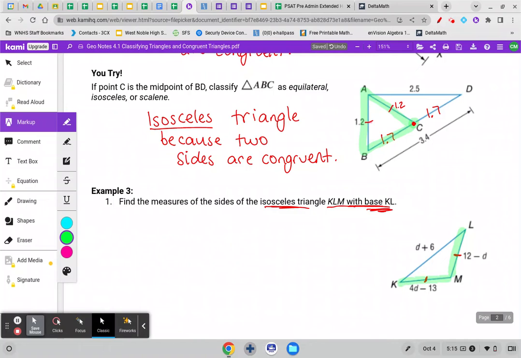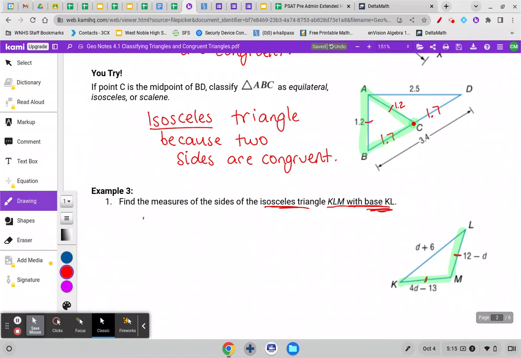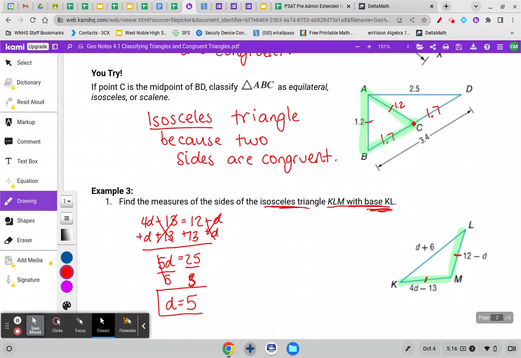So to find the measure of all the sides here, we actually know that LM is congruent to KM, so we can set these segments equal to each other. So I say 4D minus 13 is equal to 12 minus D. And then I just go ahead and solve. So I add 13 to both sides. And then I'm going to add D to both sides. I get 25 equals 5D. I go ahead and solve for D. And D is equal to 5.